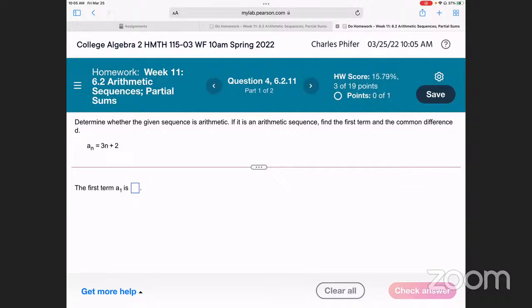Determine whether the given sequence is arithmetic. Are we adding the same thing each time? Okay, let's look at the first few terms. Say the first term, let n be 1. Then the first term is going to be 5. And if you let n be 2, 6 plus 2 is 8. So it looks like we added 3, right? Now, if we let n be 3, 9 plus 2 is 11. That's 3. Let n be 4, 4 times 3 is 12, plus 2 is 14.